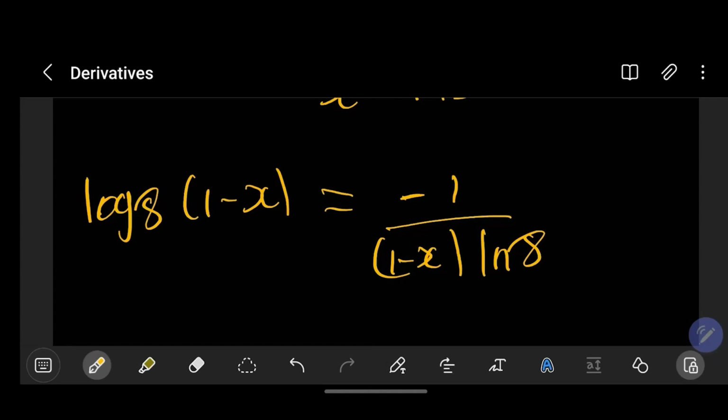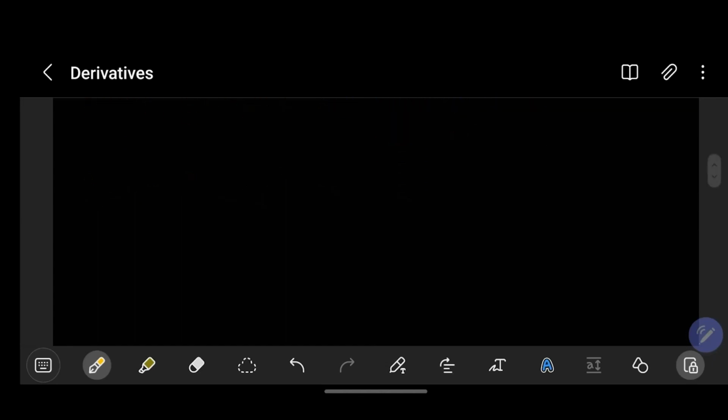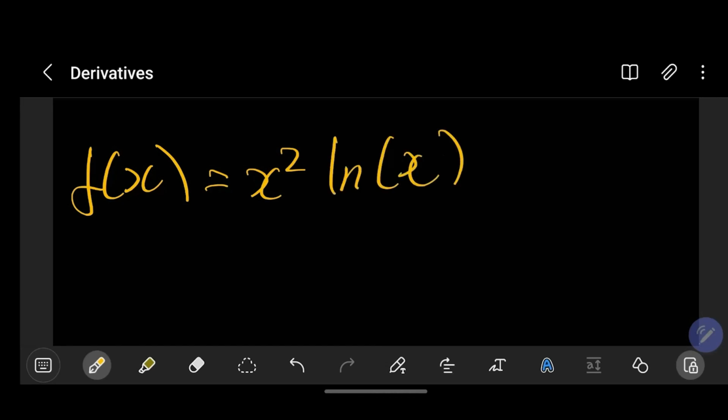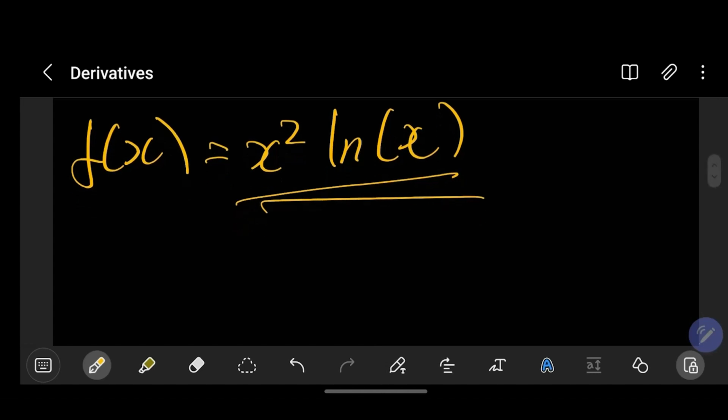Okay, what should we do if we have f of x is equal to x squared ln of x? Okay, what do you think we need to do here, right? So we go back to our previous rules. We would need to use the product rule, right? So we're using the product rule here.